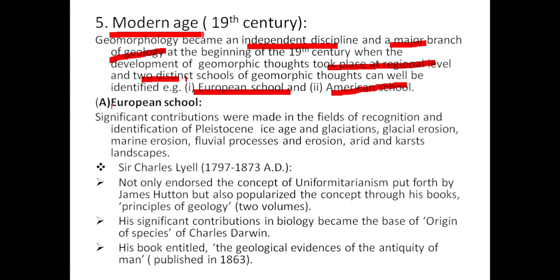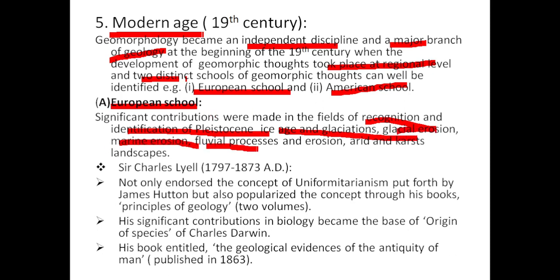Let us first see the European school. The European school contributed in the recognition and identification of the Pleistocene ice age and glacial erosion, marine erosion, fluvial processes and erosion, and arid and karst landscapes.